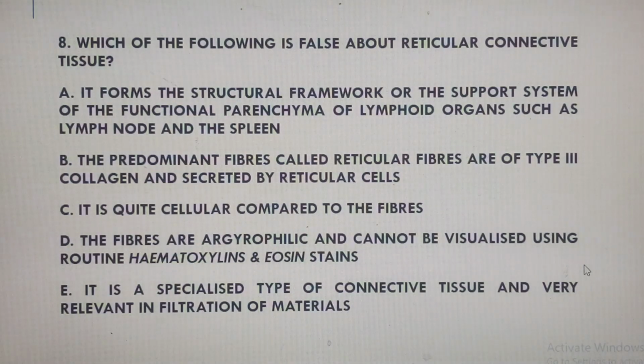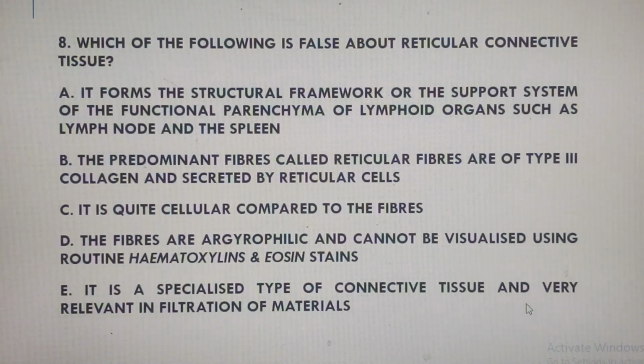Let's go to question number 8, which says, which of the following is false about reticular connective tissue? Option A says it forms the structural framework or support system of the functional parenchyma of lymphoid organs such as lymph node and the spleen. Yes, that's a very true statement. Not only the lymph node and the spleen, even the bone marrow, the thymus, and even the liver, where the support system comes from this kind of reticular connective tissue.